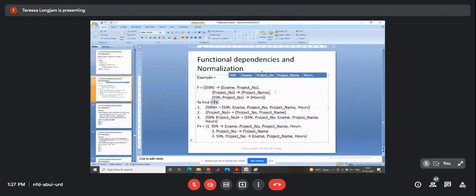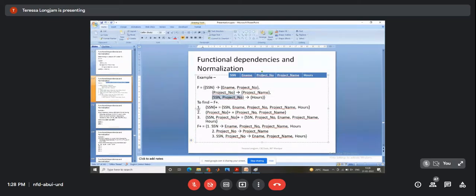Okay, so we are going to find F plus by using the given F. For that we will find X plus, that is the closure of the set of attributes, and those X are going to be the left hand side of each functional dependency that we have in F. So the first X we will take this SSN, the second X we will take this project number, and the last X we will take this set, that is SSN and project number.